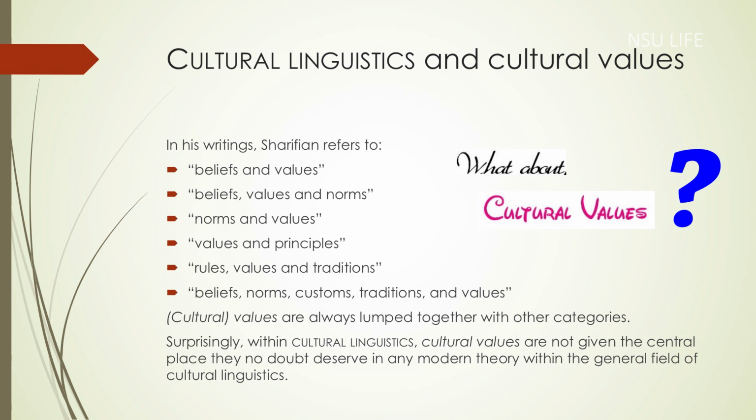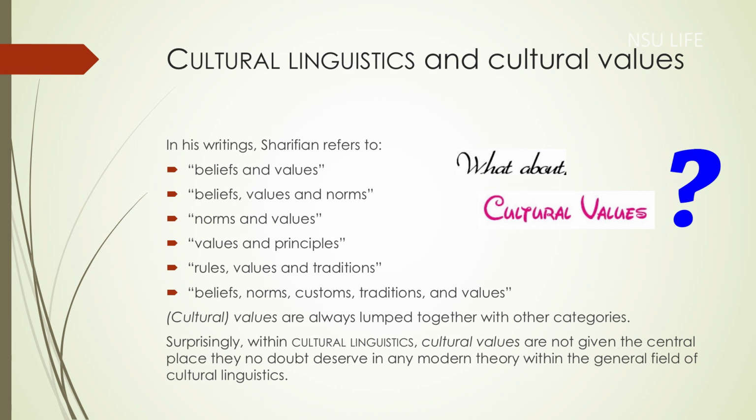I've gone through most of Sharifian's writings, and I have found reference to such things as beliefs and values, beliefs, values and norms, norms and values, values and principles, rules, values and traditions, beliefs, norms, customs, traditions and values, etc. No definition of the word cultural value whatsoever. He doesn't seem to use it as a technical term of any kind. He seems to consider values as some sort of cultural schema, but it's all very unclear to me.